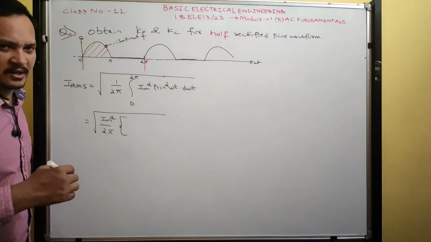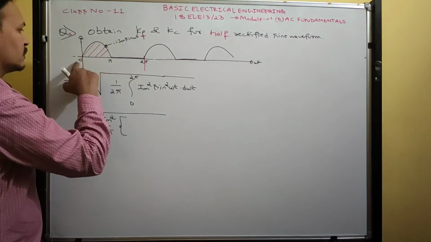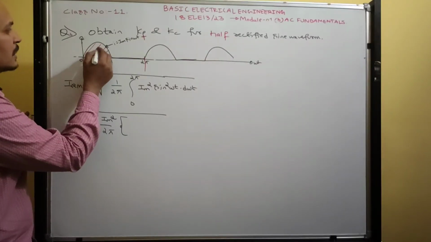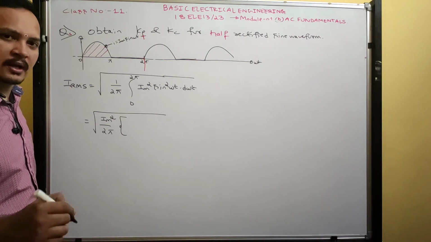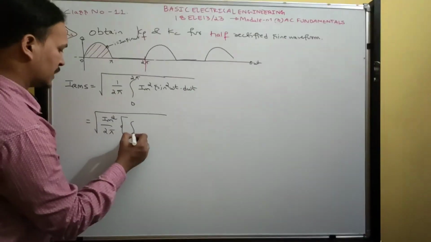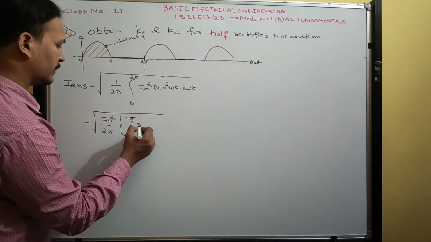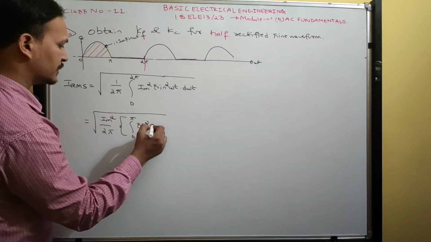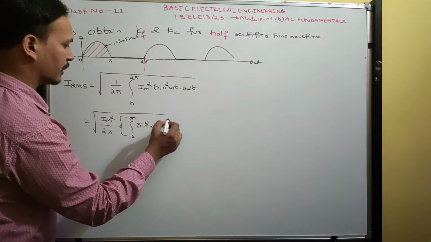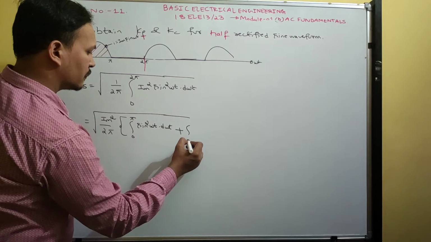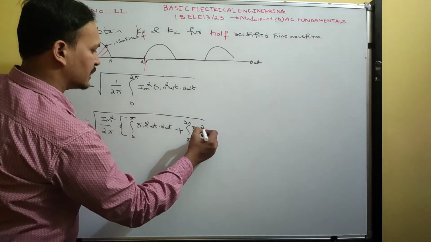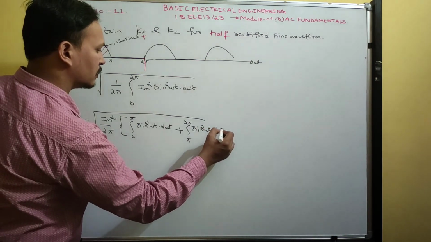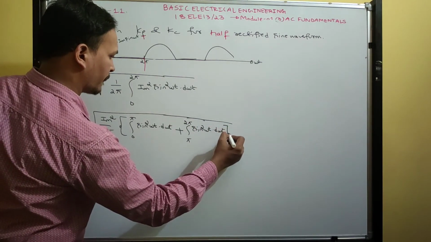Now split the limits. 0 to pi, we can find area under this curve. From pi to 2 pi, 0. If you calculate also, you get 0 only. So I am splitting 0 to pi sine square omega t into d omega t, then next plus from pi to 2 pi sine square omega t into d omega t.